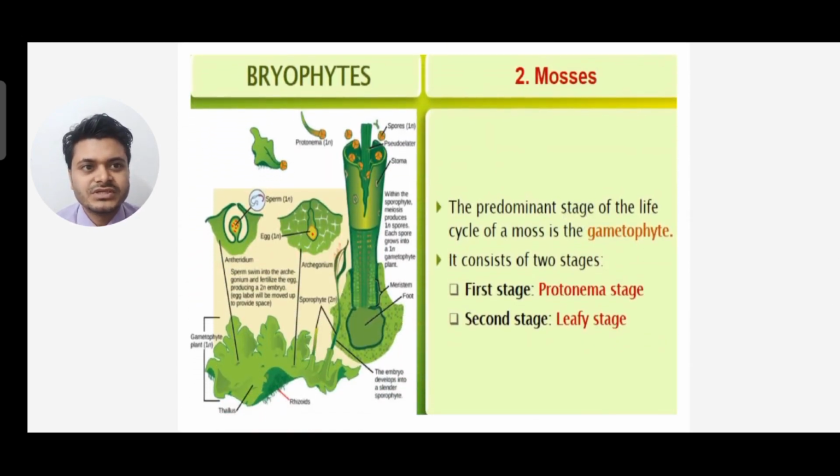Now, what are mosses? The predominant stage of life cycle of a moss is called gametophyte. It consists of two stages. The first stage is called protonema stage and second stage is called leafy stage.